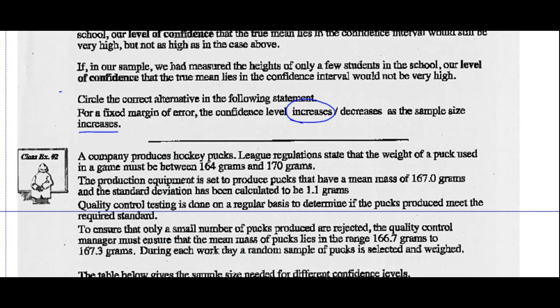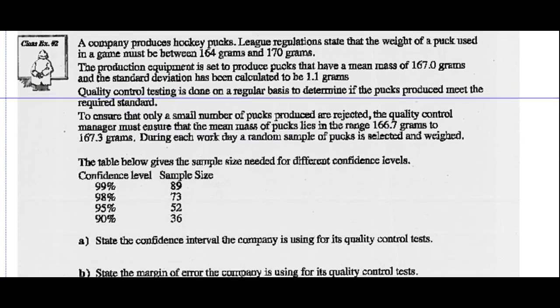All right. Example 2. A company purchases hockey pucks. League regulations state that the weight of a puck used in a game must be between 164 and 170 grams. The production equipment is set to produce pucks that have a mean mass of 167, and the standard deviation has been calculated to be 1.1. Quality control testing is done on a regular basis to determine if the pucks produced meet the standard requirement.